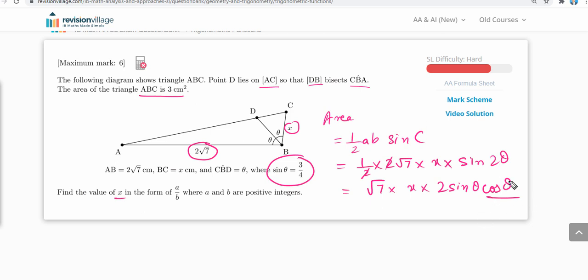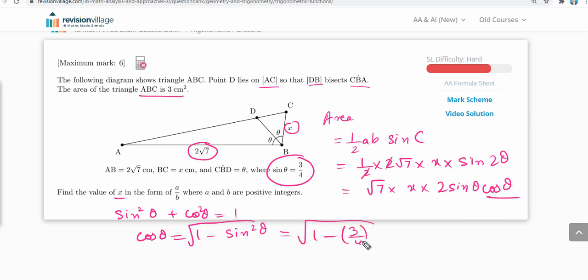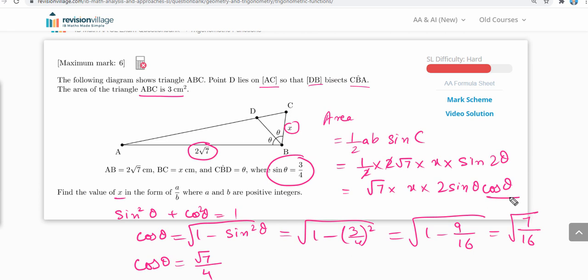In order to work it out, we will use a trigonometric identity, that is sine square theta plus cos square theta equals 1. I'll put the values over here and work out the value of cos theta. So cos theta will become equal to the square root of 1 minus sine square theta, because that was squared over here. In order to remove the square, we have to square root both sides. So on the left side I'll have cos theta, on the right side I'll have the square root of 1 minus sine square theta. It's like 1 minus 3 over 4 whole square equals under root 1 minus 9 over 16. That would be equal to under root 7 over 16. When we simplify it, I'll get cos theta equals under root 7 over 4. So this is the value of cos theta.